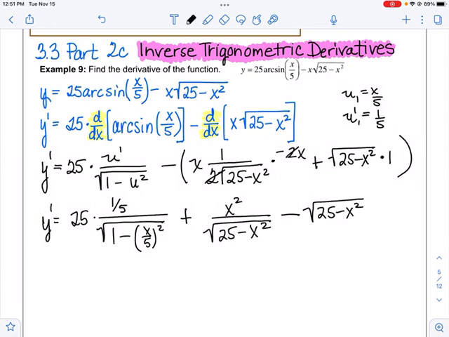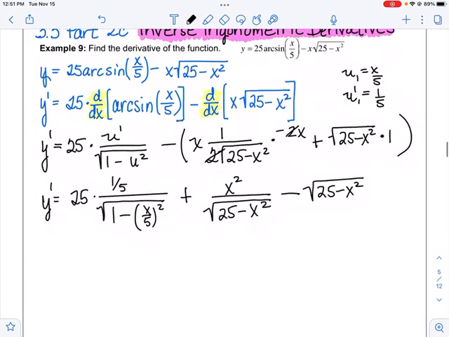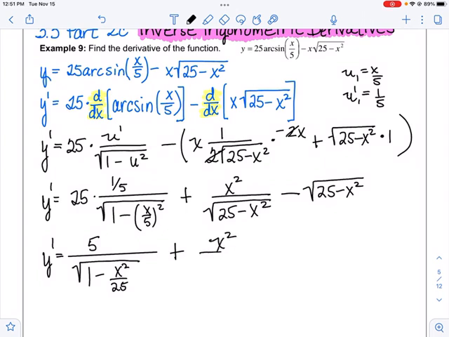So now we're all set up. Now I'm going to show a way to simplify this. So we have y prime is equal to, I've got 25 times 1/5, so the top is going to be 5. But I'm going to show you a way to factor this. So I've got the square root of 1 minus x squared over 25 here, right? I'm going to keep going with this. And this one I have x squared over the square root of 25 minus x squared. And then I, of course, have the square root of 25 minus x squared.